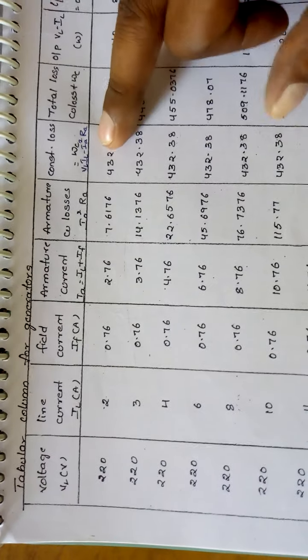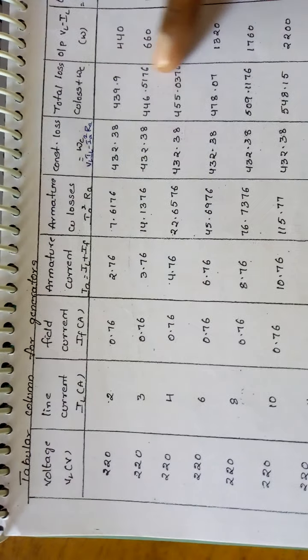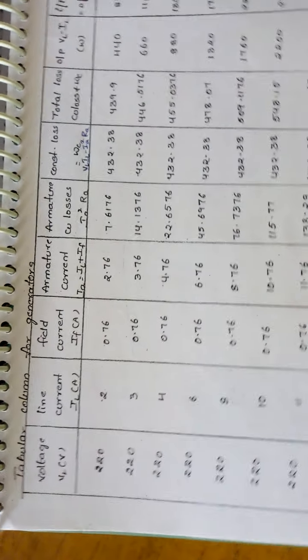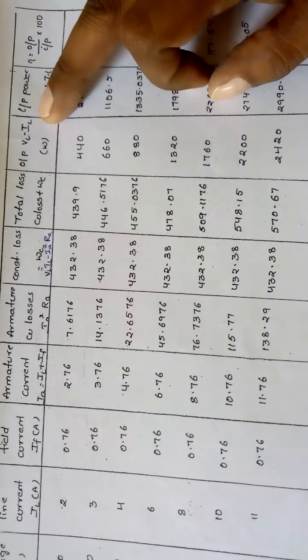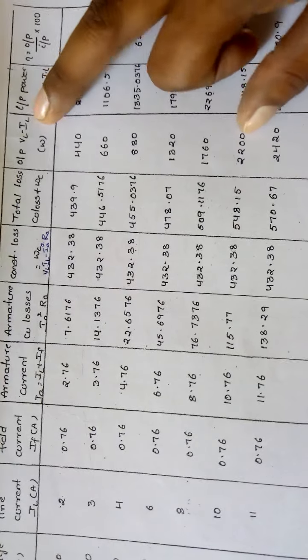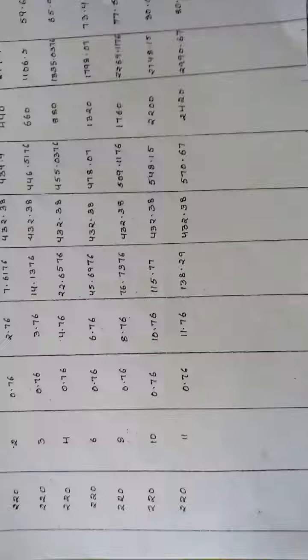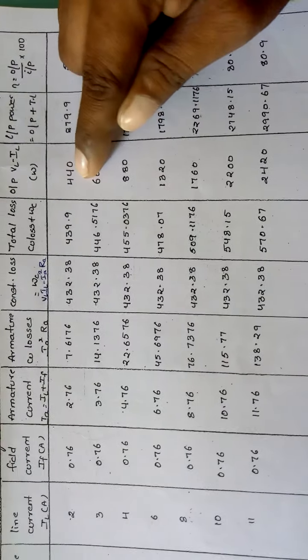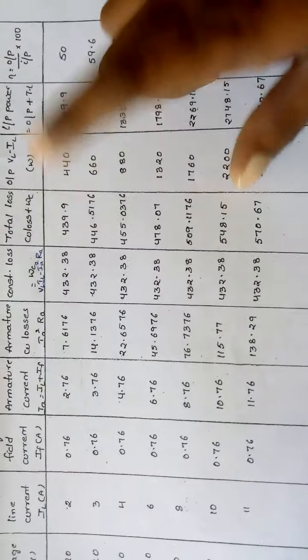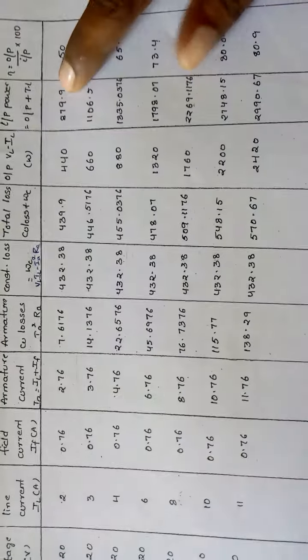Next, total losses is equal to copper losses plus constant losses. This is copper losses, this is constant losses. If you add, you are going to get this column's values. Next, output equal to VL into IL. This is the output value. If you multiply VL into IL, you are going to get these values. Next, the input power formula is output plus total losses. This is output, this is total losses. If you add both, you are going to get these values.